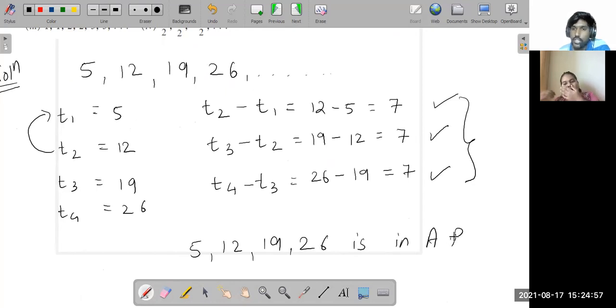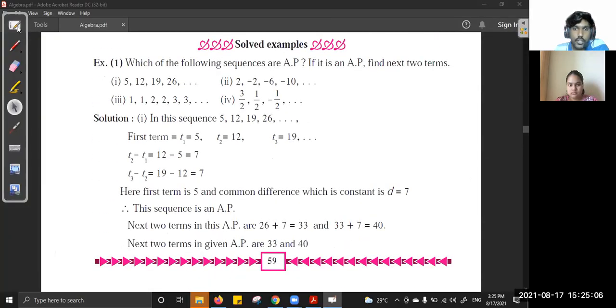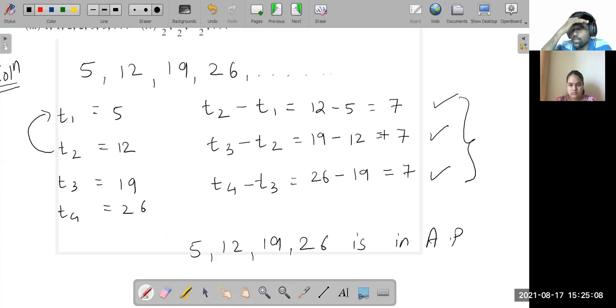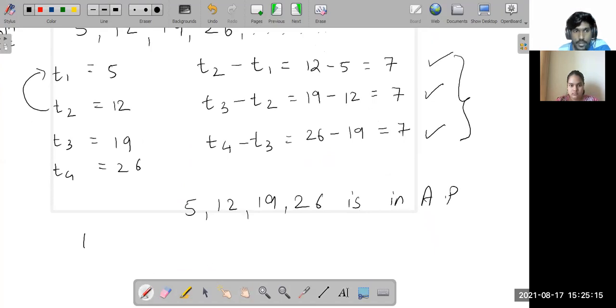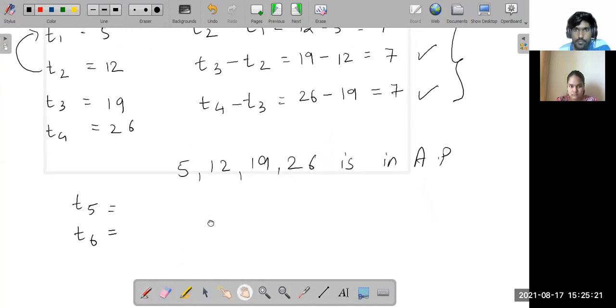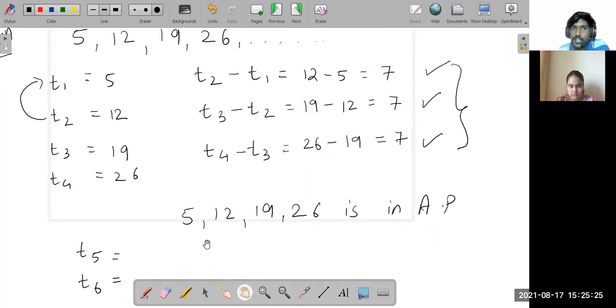Is this clear now how to check whether it is in AP or not? Okay. Now since it is in AP, you have to find the next 2 terms. After 26, the other 2 terms also you have to find out. So now, can you tell me how to find out? That means we have to find T5 and T6. So what you see, it is increasing by 7. Yes or no?